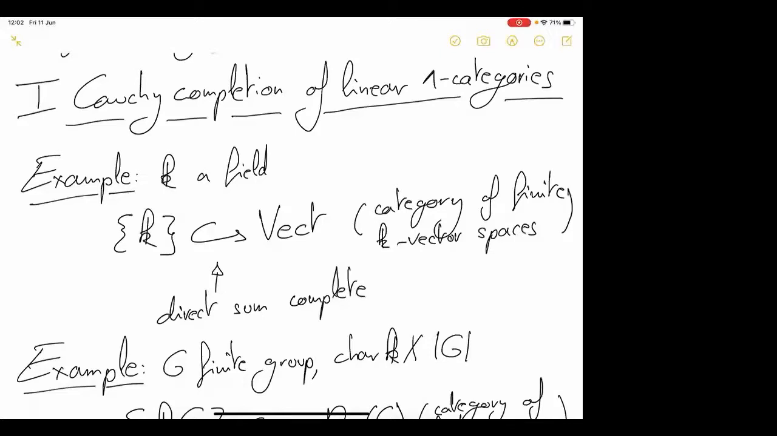And somehow this is made precise by the statement that the inclusion of the full subcategory on the one-dimensional vector space into the category of all finite dimensional vector spaces is a direct sum completion. The only thing you need to add is direct sums, and then you get everything.